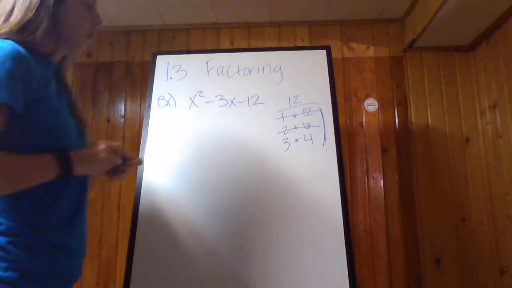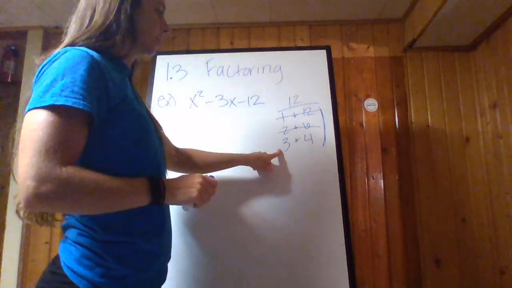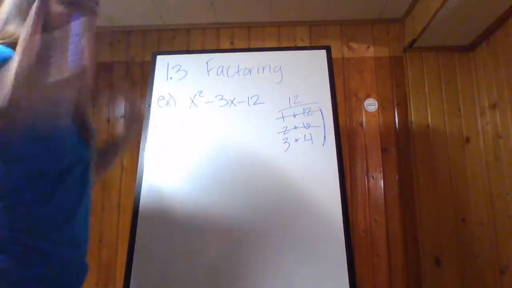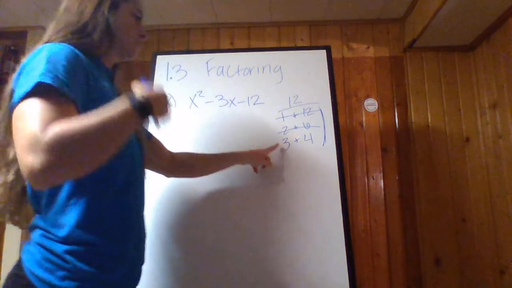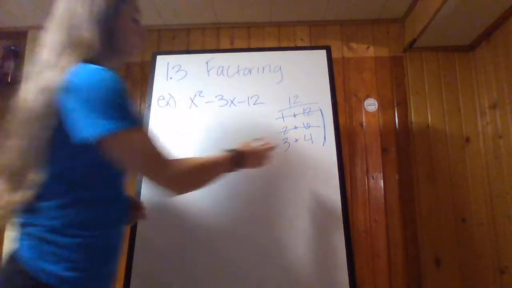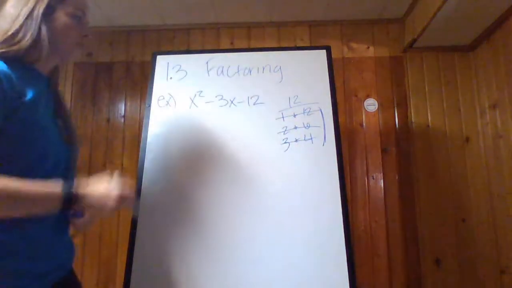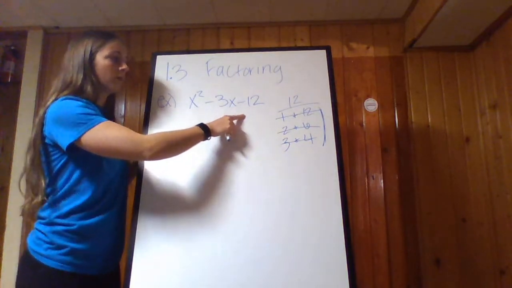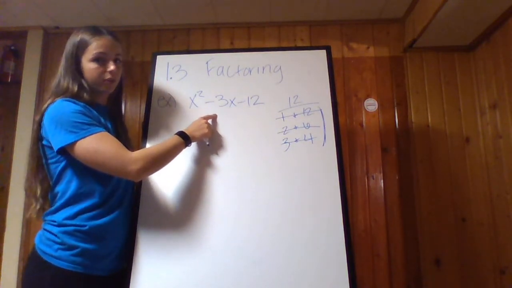Same thing with 3 and 4. -3, +4 is +1. +3, -4 is only -1. So none of these are adding up. Okay, they're multiplying to be -12. None of them add to be -3.